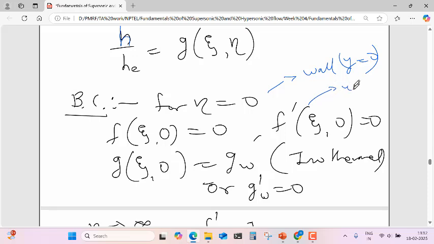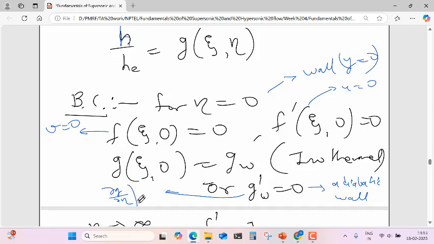It means u equal to 0. This is for u equal to 0, and this will give v equal to 0, and g(xi, 0) equal to g_w. This is for isothermal wall condition, or we will get g dash at wall equal to 0. This is for adiabatic. So that means ∂g/∂eta at wall equal to 0.